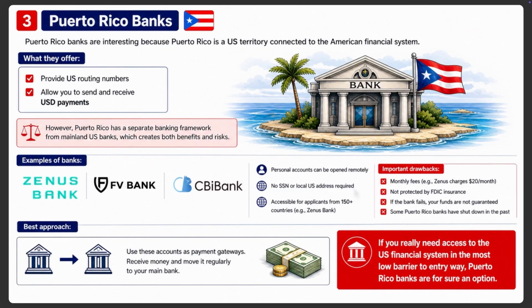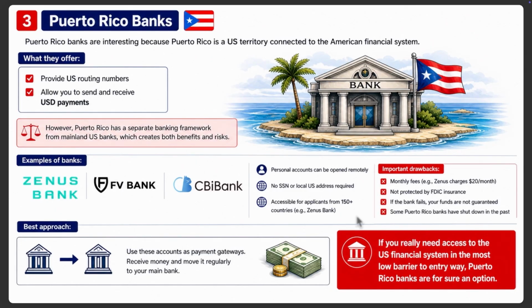For example, Zenas accepts applicants from more than 150 countries. Its restricted country list is much shorter than many other platforms. So, if you live in a country such as India, Ghana, Bangladesh, or another place where fintech or US business banking options are limited, Puerto Rico banks may offer a possible route into the US dollar system.